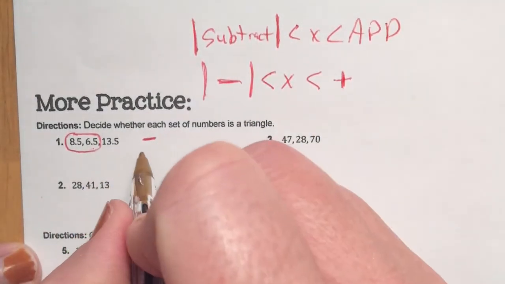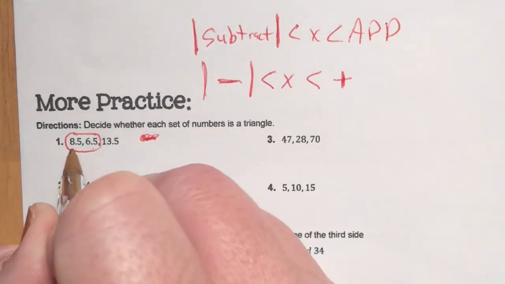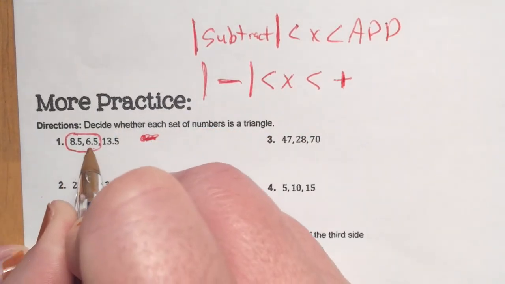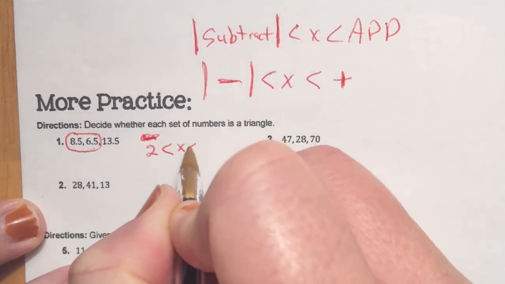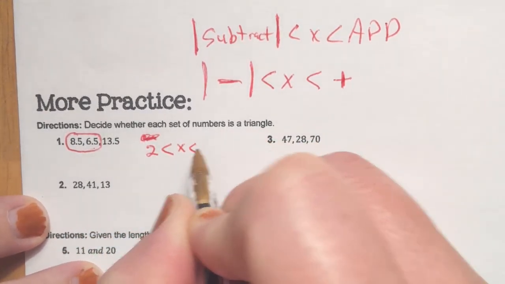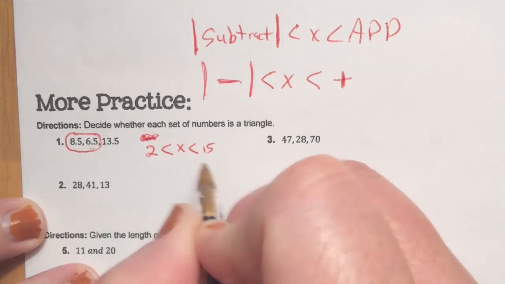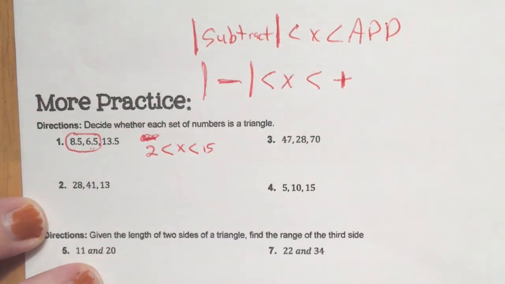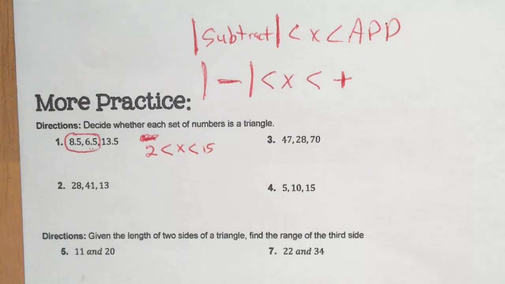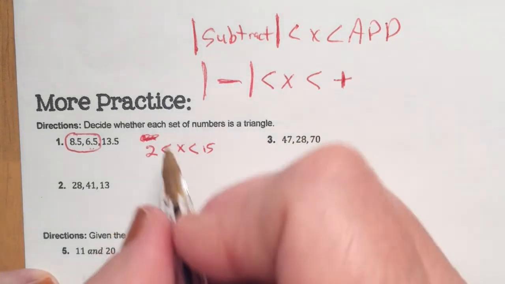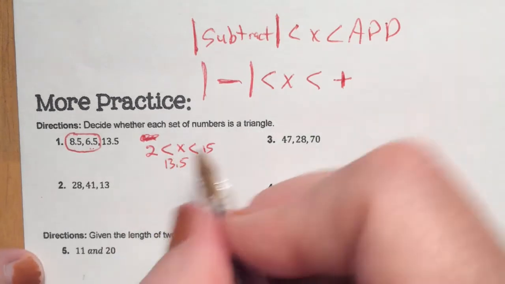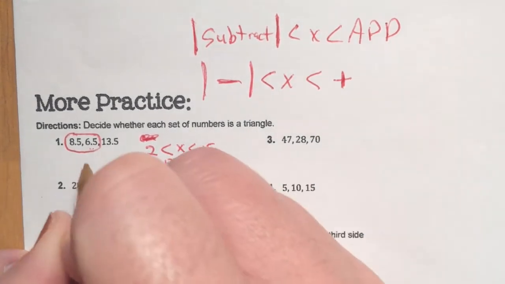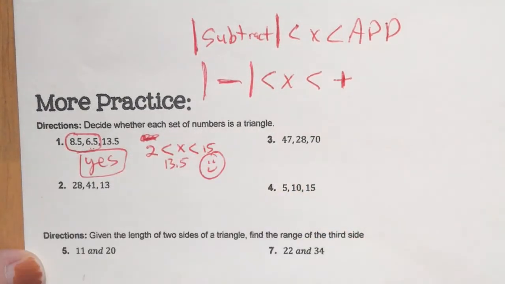So we're going to do 8.5 minus 6.5. And we would get the number 2 is less than x, which is less than, add the 2 numbers, you would get 15. So 8.5 plus 6.5, we get 15. So we subtracted the 2 numbers, we added the 2 numbers. Now, is the third side, 13.5, somewhere between there? That's the question. And it is. So I'm going to put a happy face, and the answer was yes.